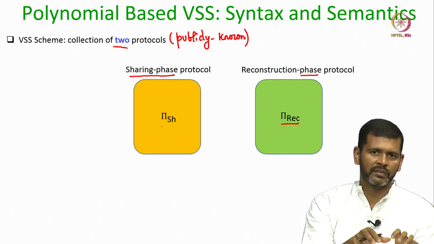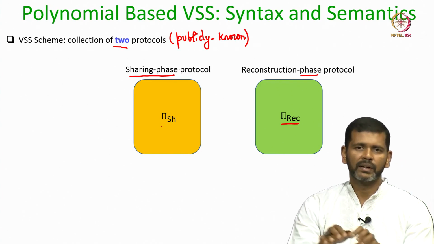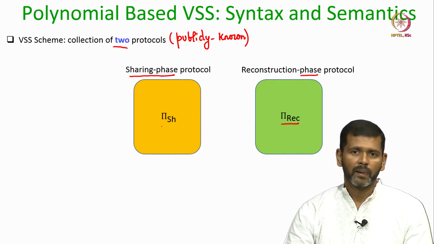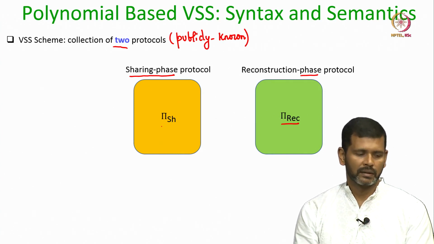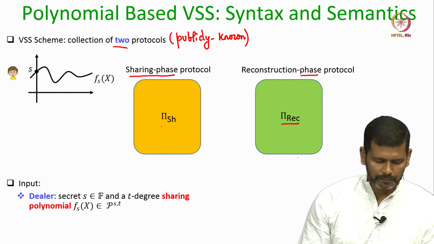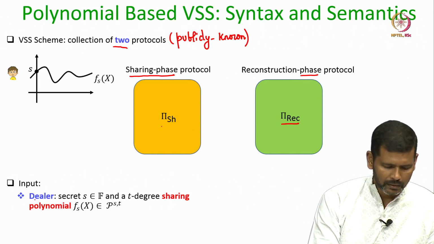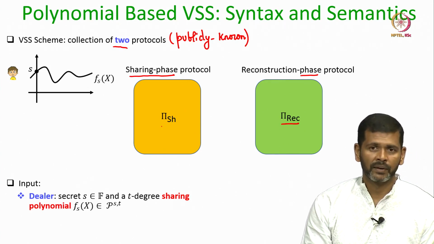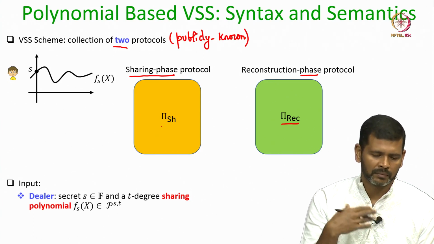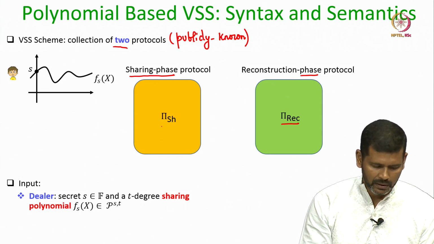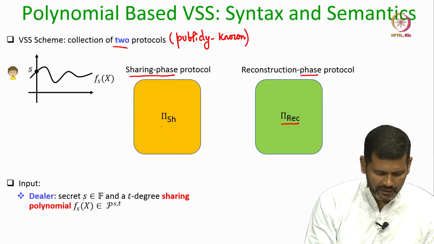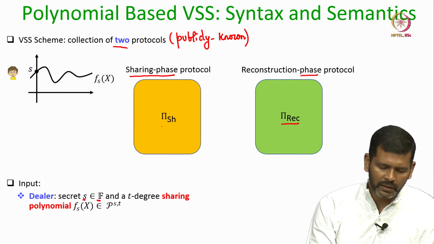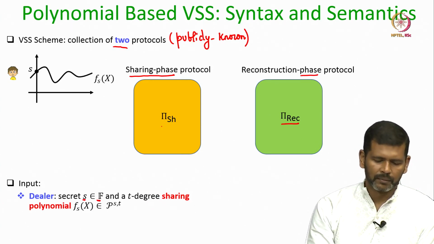In the sharing phase, the secret is shared, and once the secret has been shared, when the reconstruction phase is triggered, the underlying shared value is going to be reconstructed, and everything will happen in the presence of up to t Byzantine corruptions. So, in the sharing phase protocol, there will be a designated dealer, and it is the dealer who has the input. No other parties will have any input. Well, they may have random inputs as part of the protocol, but they may not have any external input. So, the dealer will have a secret S from a field, which is the private input for the dealer, and corresponding to that secret a t degree sharing polynomial.